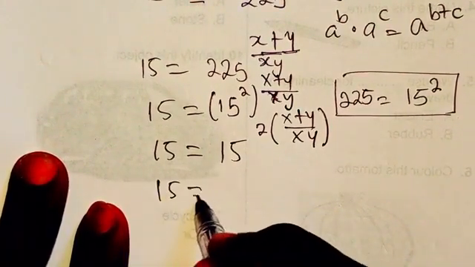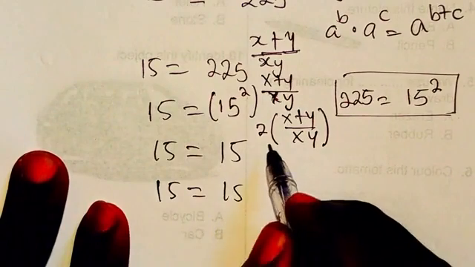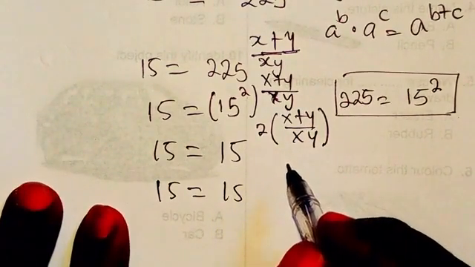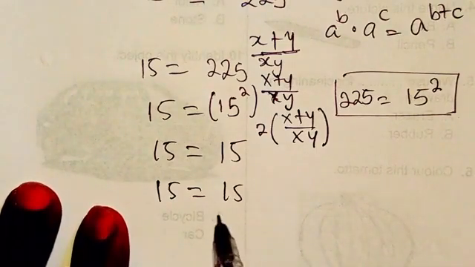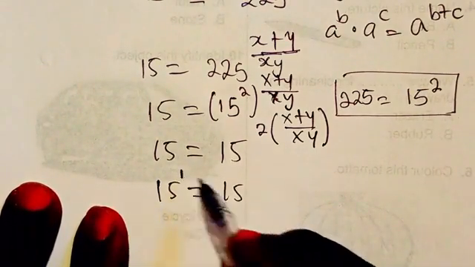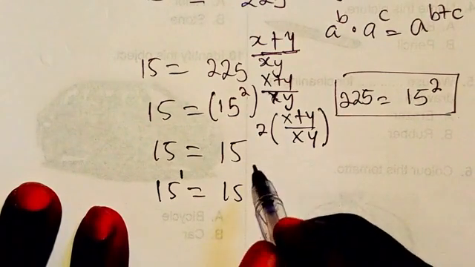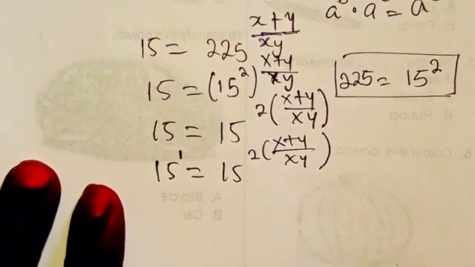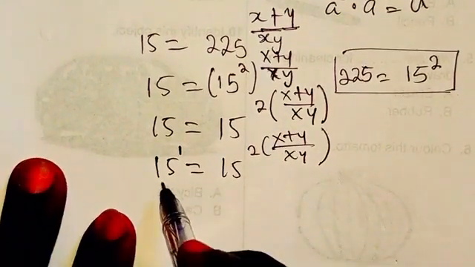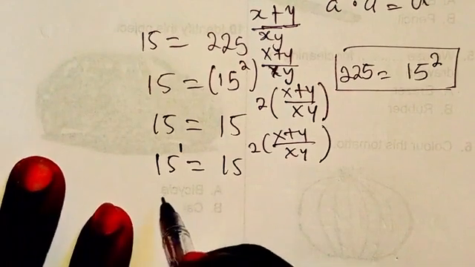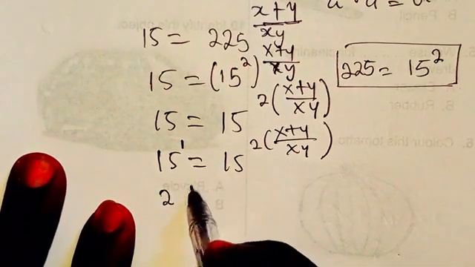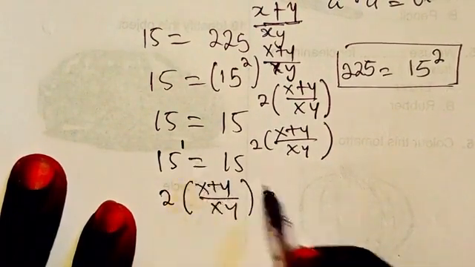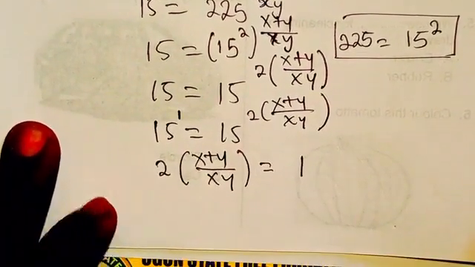We move further. We have 15 equals 15, since 15 is having power 1 here, raised to 2 times x plus y over xy. Now from the law of exponents, since we have the same base, we equate the exponents. So 2 times x plus y over xy equals 1.